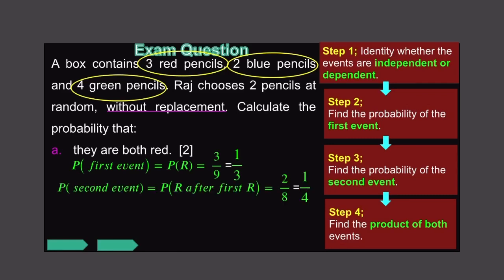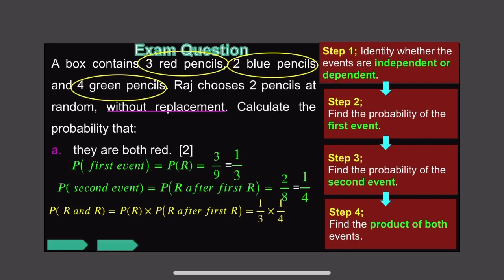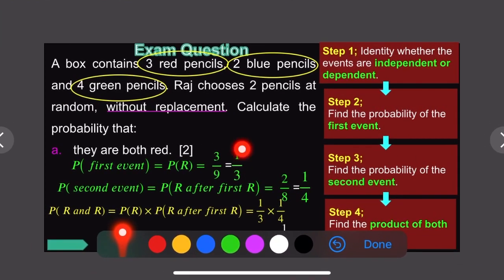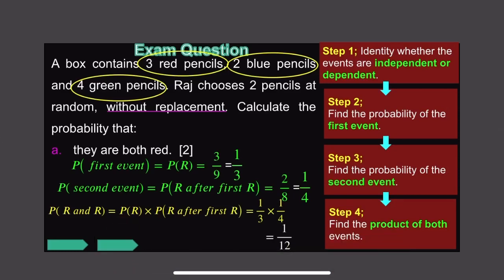As the final step we need to combine both, because this is a combined probability. We are trying to find the probability of both red, right? So red and red. Let's put it together. Multiply both the fractions, okay? The probability of red and red is actually the probability of the first red multiplied by red after the first. So as you can see here, I have taken the fractions, 1 by 3 and 1 by 4 and then multiplied, and then the answer is 1 by 12.